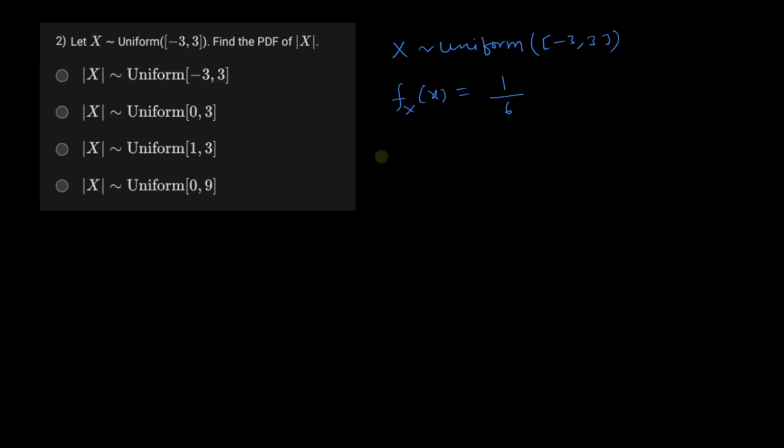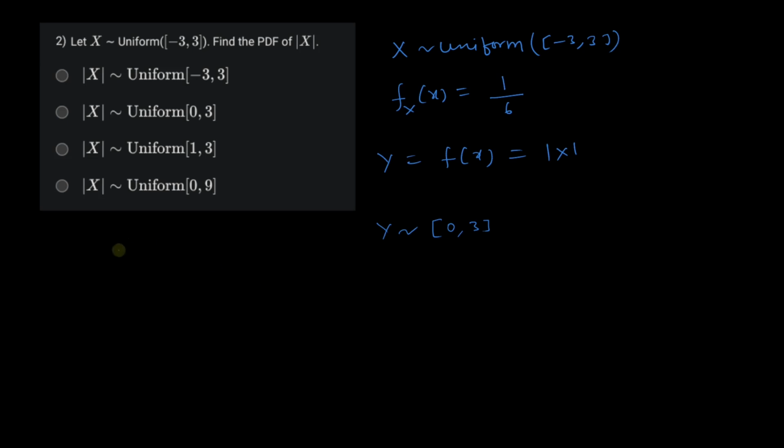So how will you do that? First observe that y is a function of x, which is mod of x. The first thing you should observe is that y will never take any negative value, since it's a mod function of x, it will always take positive values. So if the range of x is from -3 to 3, the range of y will be in the positive direction only. The minimum value that y can take is 0, and the maximum value that y can take will be equal to 3.